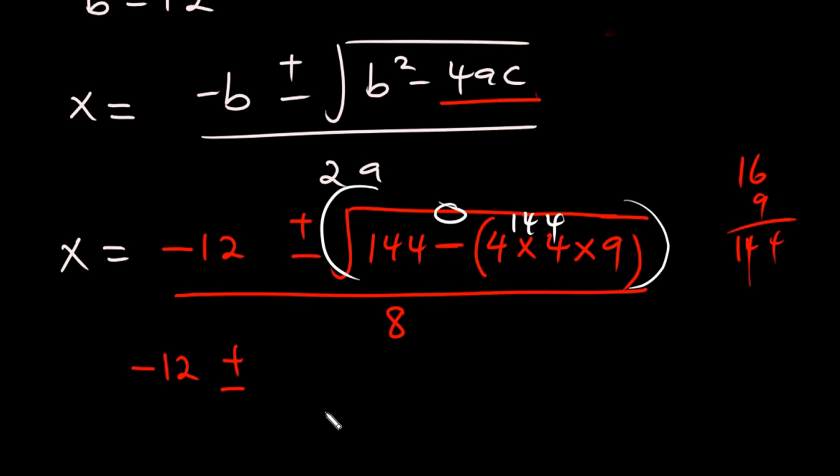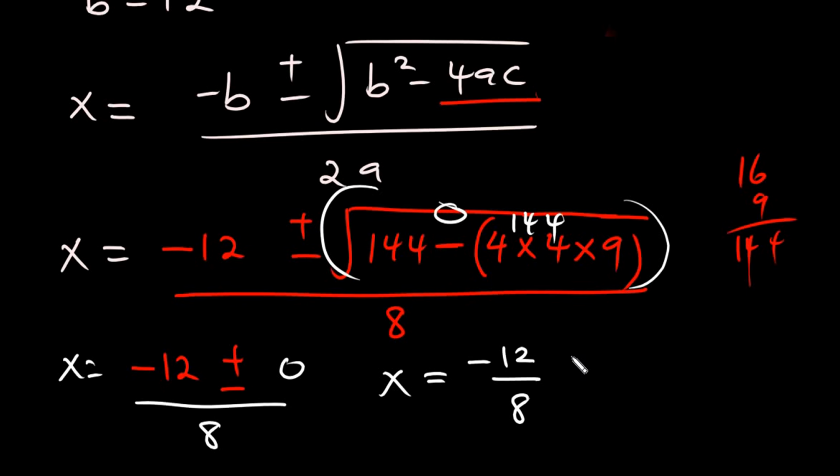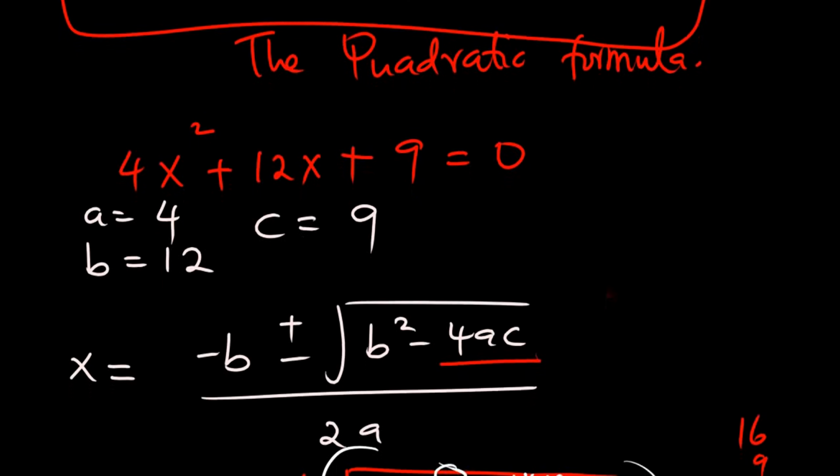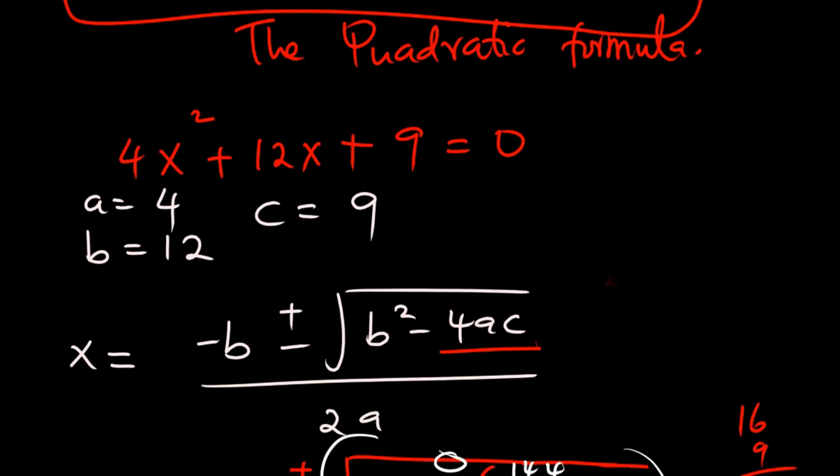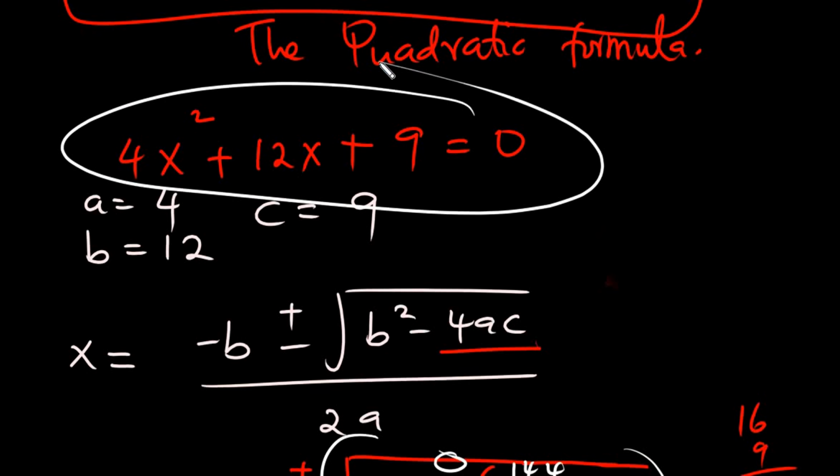So that means x is minus 12 plus or minus 0, over 8. Plus or minus 0 is 0. So x is going to be negative 12 over 8, which can be simplified further: dividing by 4, we get 3 over 2. So x is negative 3 over 2. You can try to replace x with negative 3 over 2 and see whether this equation holds.